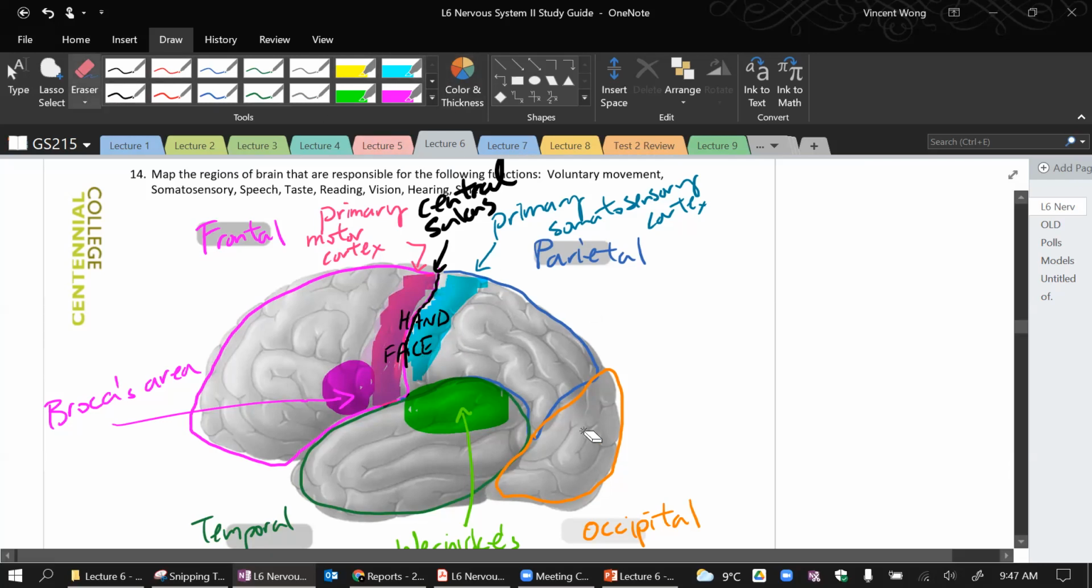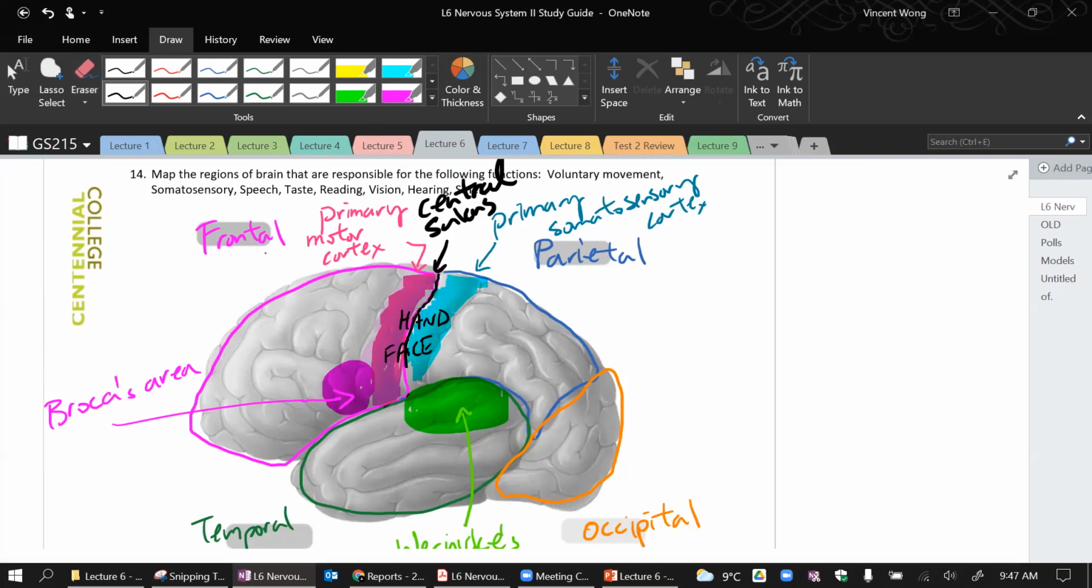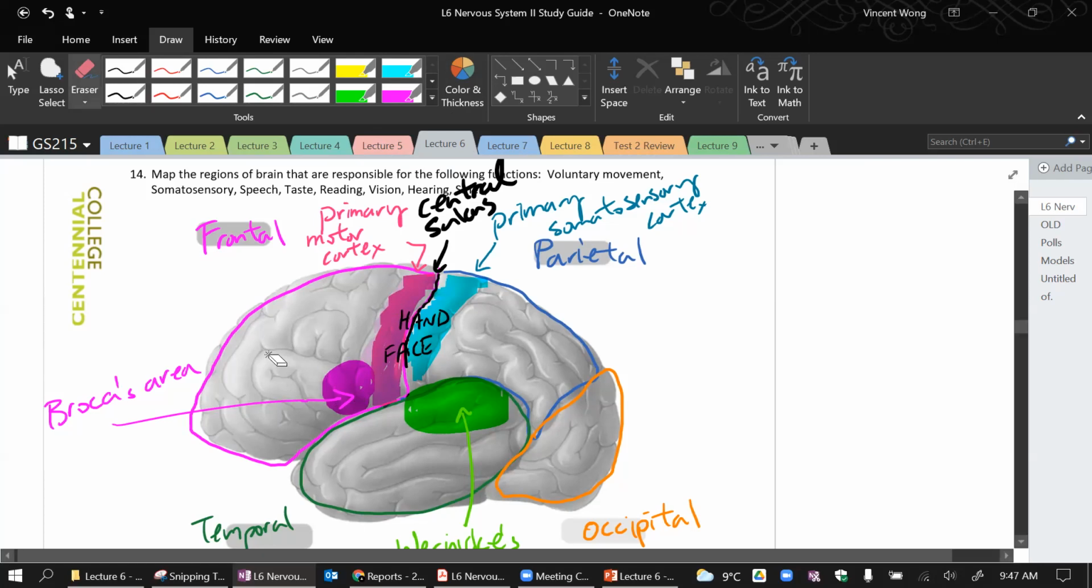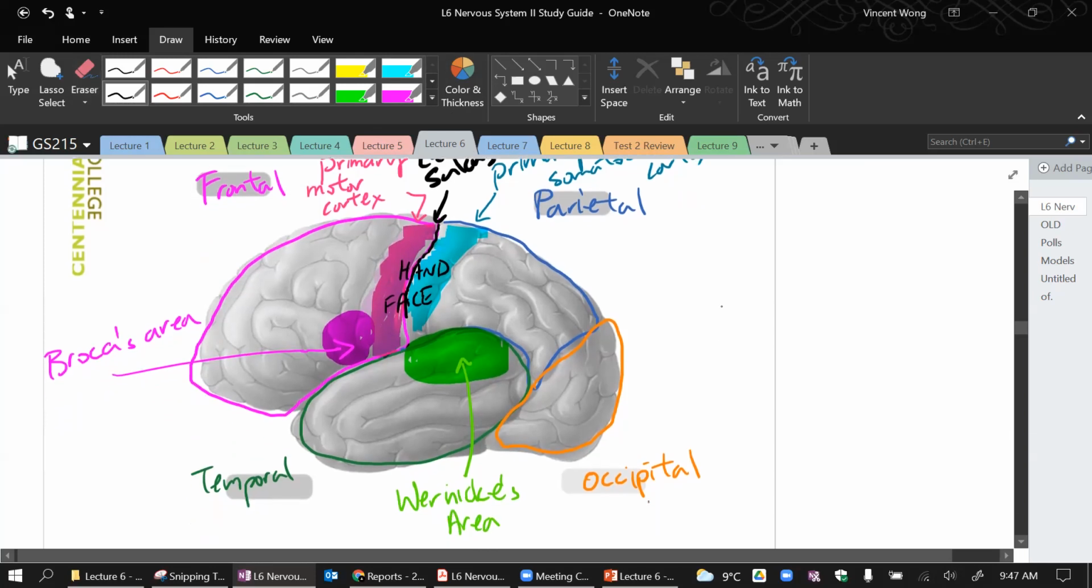Occipital lobe is for vision. All right, we talked about that earlier. Temporal lobe is for smell and hearing. And the frontal lobe, in addition to these two areas, is responsible for higher order thinking, abstract thinking, personality, all the complicated stuff that we do, that happens in the frontal lobe.